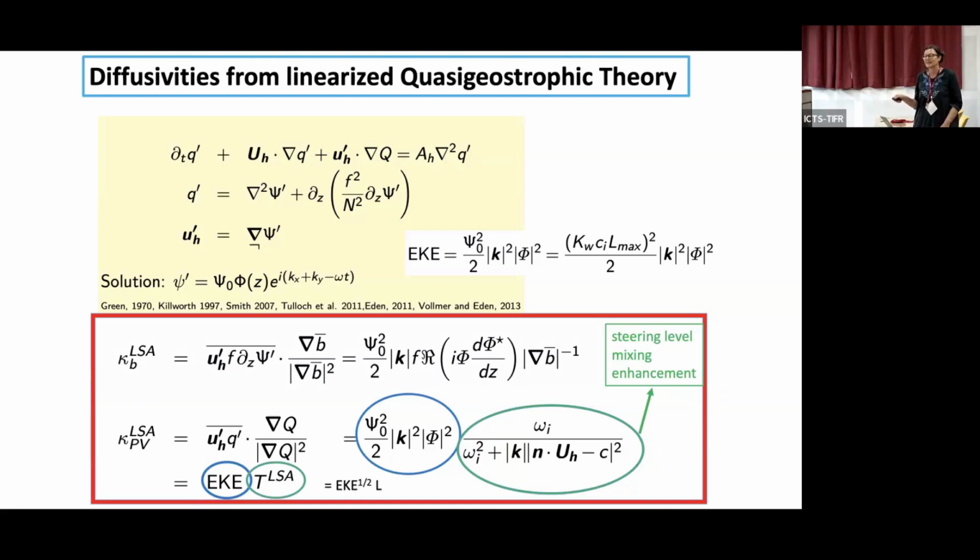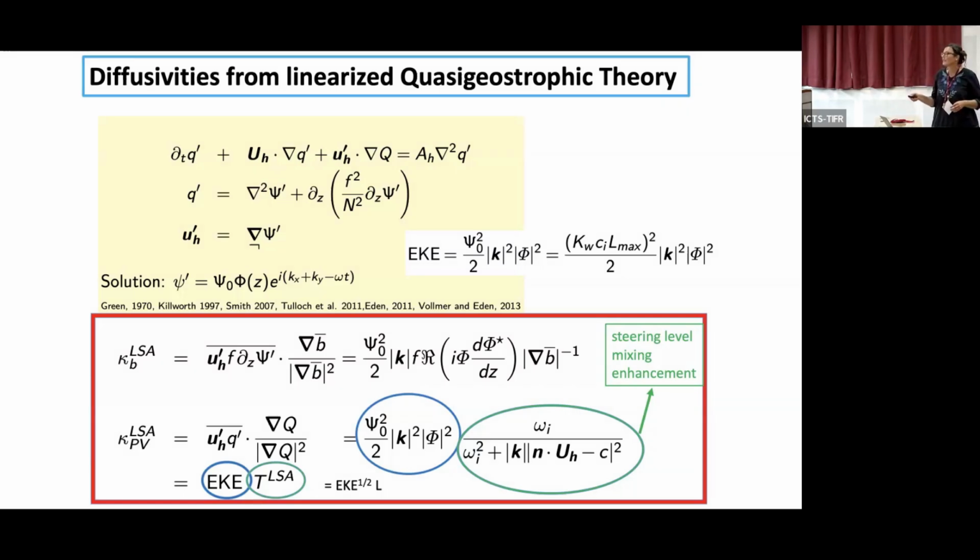So this is the growth rate of your most unstable wave. And here is your mean flow. And this is the phase speed. So this is actually the intrinsic frequency. So this intrinsic frequency becomes 0 when n dot u equals the phase speed of your waves. And the diffusivity, so if you don't have an unstable wave, then the diffusivity would be 0, right? So the diffusivity is enhanced at the steering level. And otherwise, with a strong mean flow, it is suppressed.